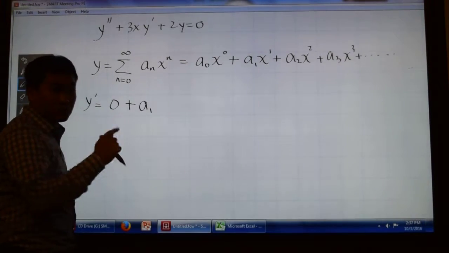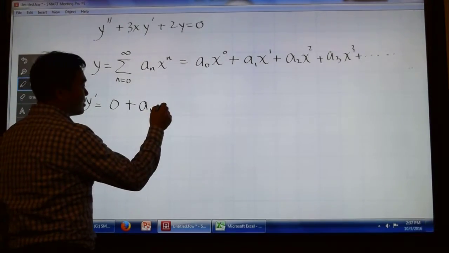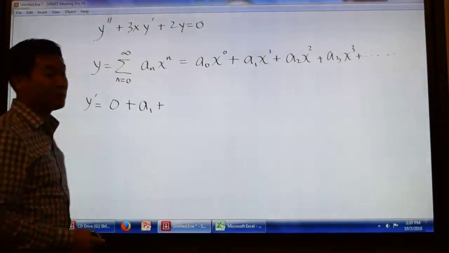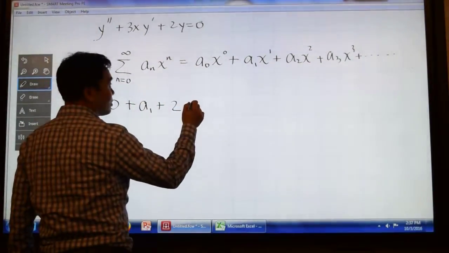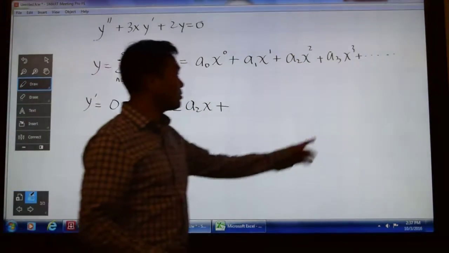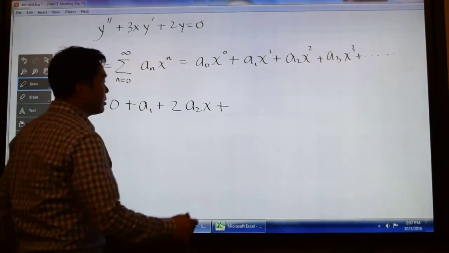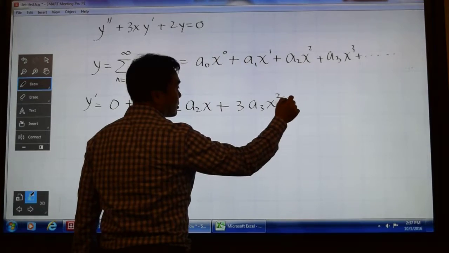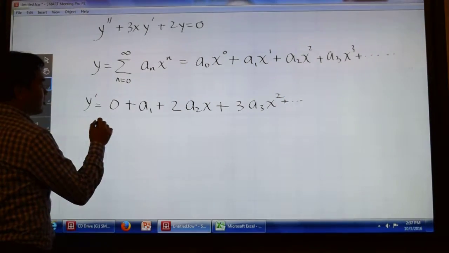Yeah, that's x, so if you differentiate, it's 1. Okay, x squared, if you differentiate x squared, you get 2x, so 2a2x. And if you differentiate 3x cubed, you get 3a3x squared. Now let's try to rewrite this in terms of the sigma.